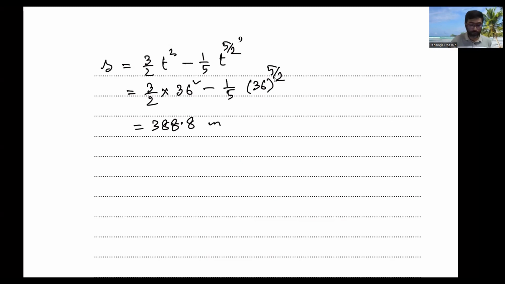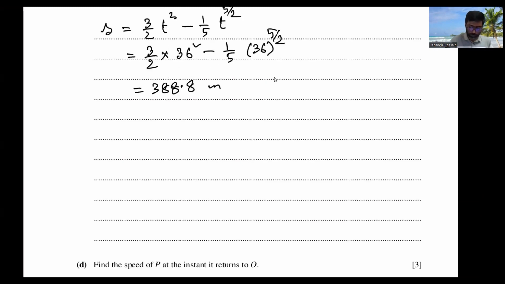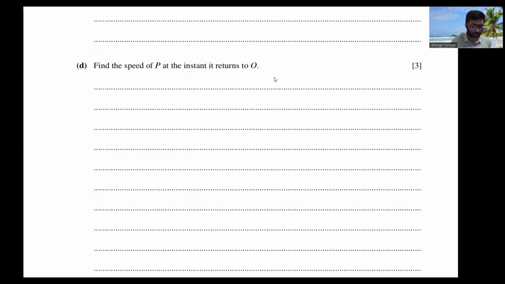That's the exact answer. Okay, now let's move on to the next part. You have to find the speed of P at the instant when it returns to O. It returns to O means s equal to 0. You see the expression for s: 3/2 t² minus 1/5 t^(5/2) equal to 0. So from this one, you find the value of t².